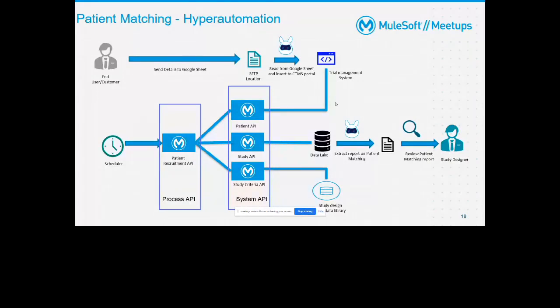The mundane tasks for a trial organizer or study designer can be reduced a lot, and he or she can focus on many core areas, and this will simplify and expedite the entire process a lot. So this is what I mean by the patient matching process and how hyperautomation can be implemented. So any questions?